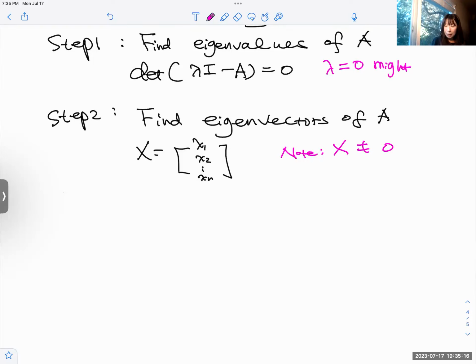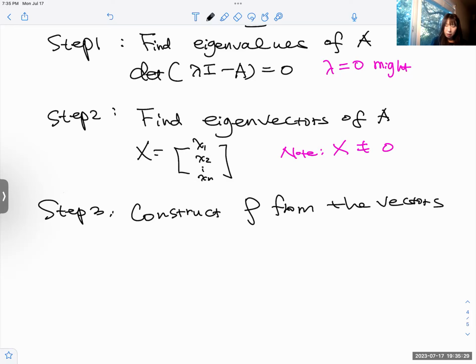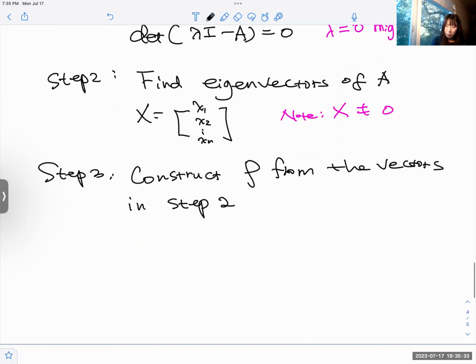So that will be P. Step 3, construct P from the vectors in step 2. There will be P, right?